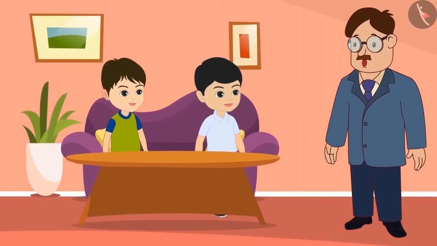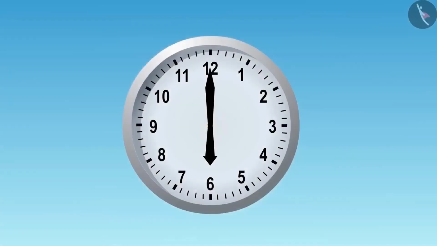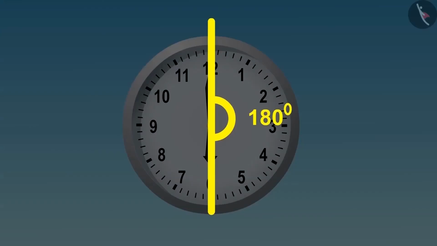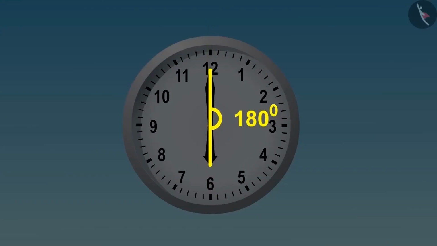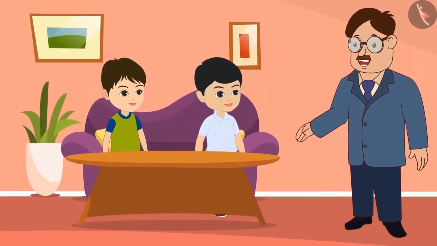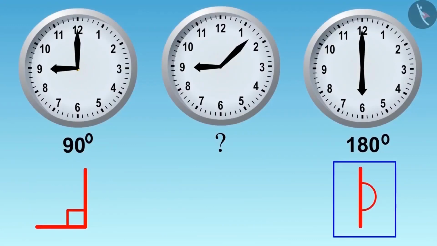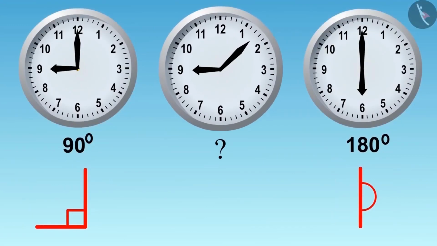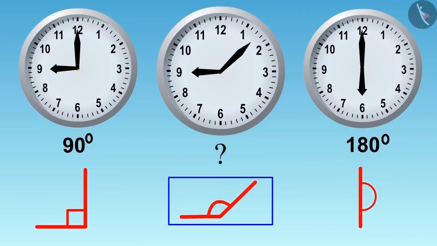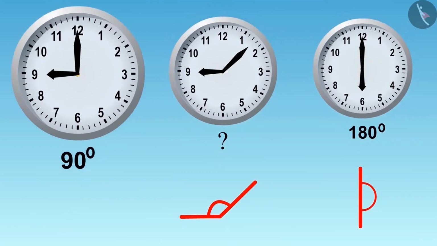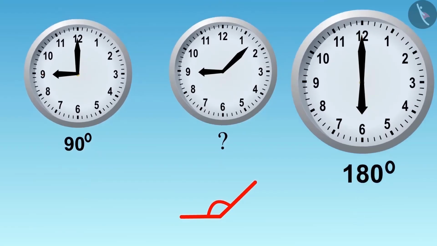Absolutely correct, Golu. Now look at this angle, children. This is double of 90 degrees. That is a 180 degrees angle. That means this angle is made by joining two 90 degrees. Yes, Bholu. Children, now you have seen angles of 90 and 180 degrees. Can you tell how many degrees this angle makes by looking at it? It looks like greater than 90 degrees and less than 180 degrees.